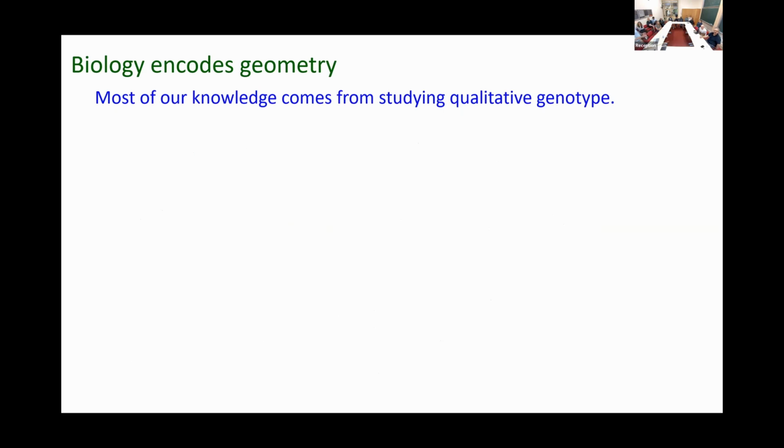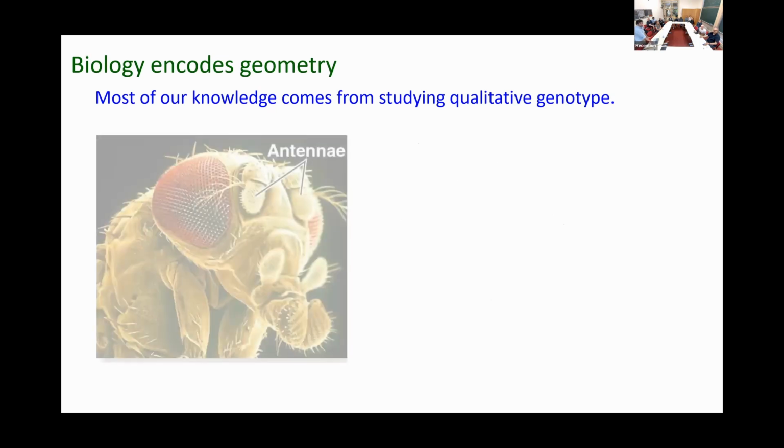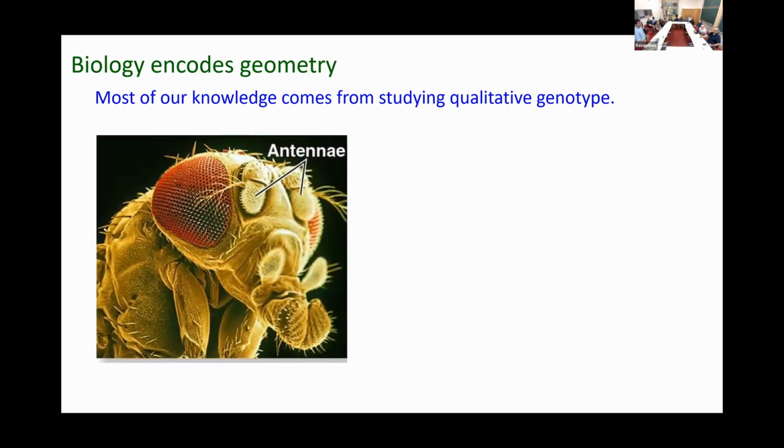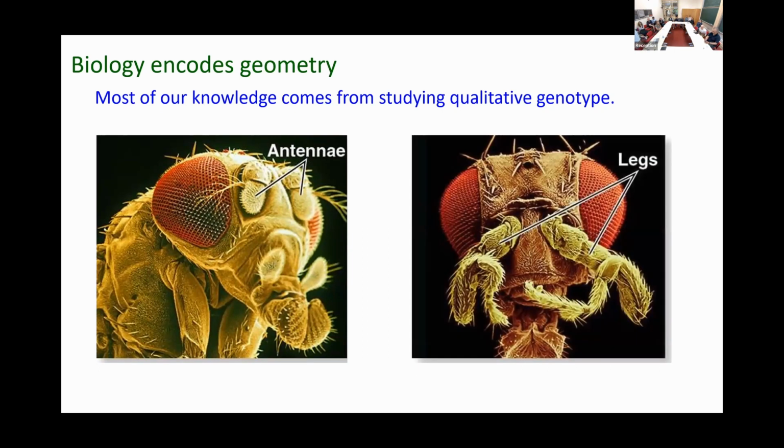So now we're going to divert. A lot of our knowledge comes from studying qualitative phenotypes, like the type of seed, the colors, etc. These are qualitative. And here's an example that really got me interested. Looking at a fruit fly, I think, and these are the antennae. If you misexpress one of the genes, then you get this instead.